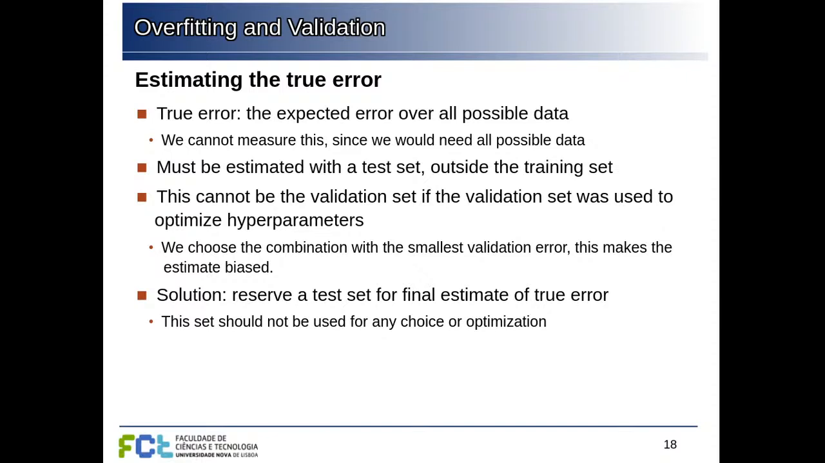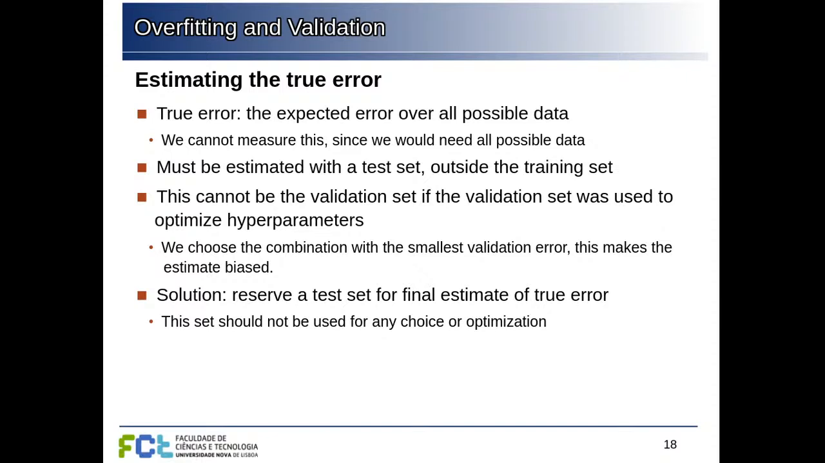So we have to estimate this with a test set that is outside the training set, because the training error is biased by the process of optimizing the parameters in order to minimize the loss function using that training set. But we cannot use the validation set either, because we've been using the validation set to fine-tune the architecture, to fine-tune the regularization parameters and things like that. So the error we are measuring on the validation set is also biased.